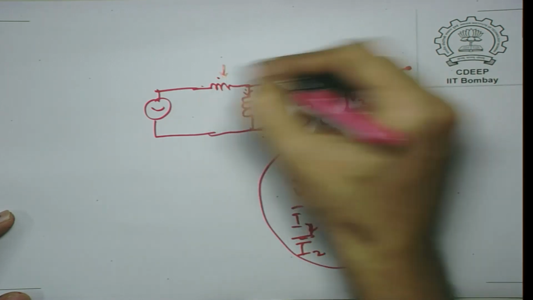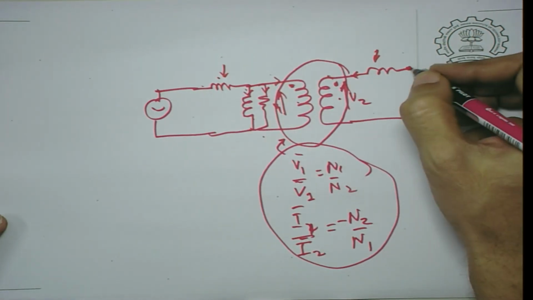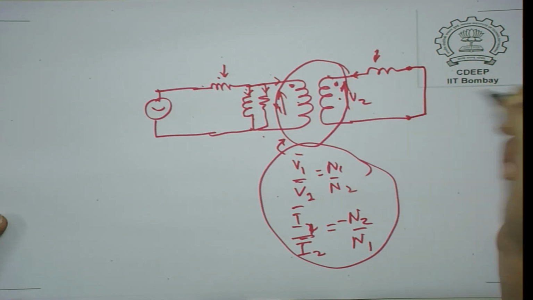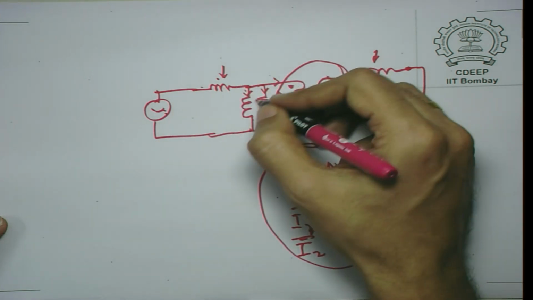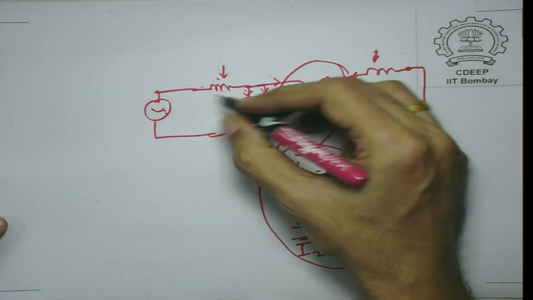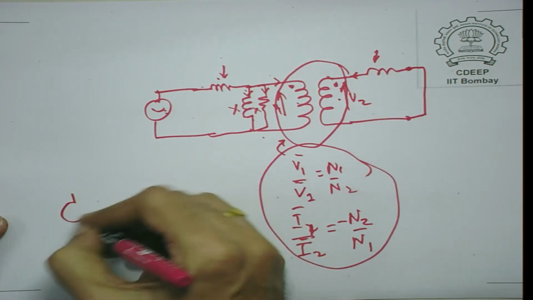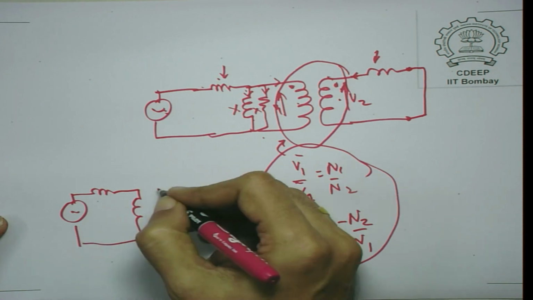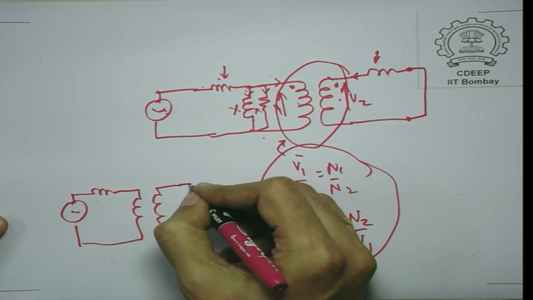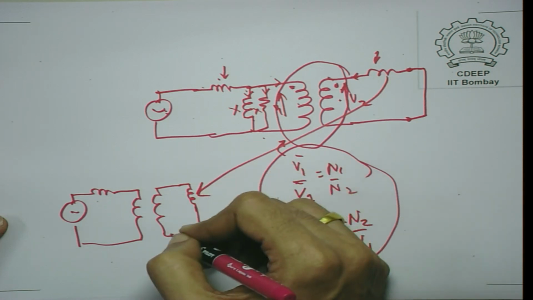So, this is called leakage. If I want to get an idea about whether your leakage has increased, what I can do is short this secondary and apply a very low voltage. If a very low voltage is applied and this current is negligible, then what you have is simply an ideal transformer, and this is the leakage, you have shorted this.